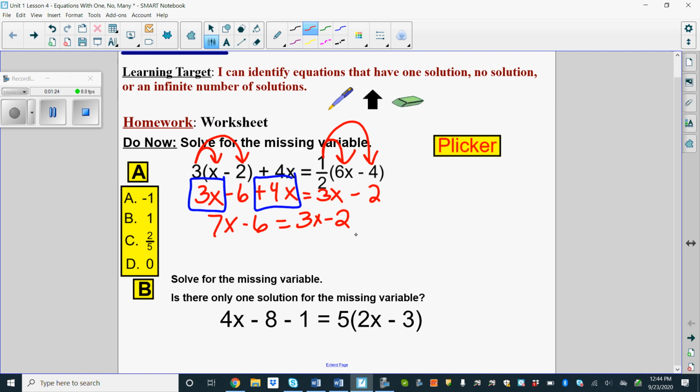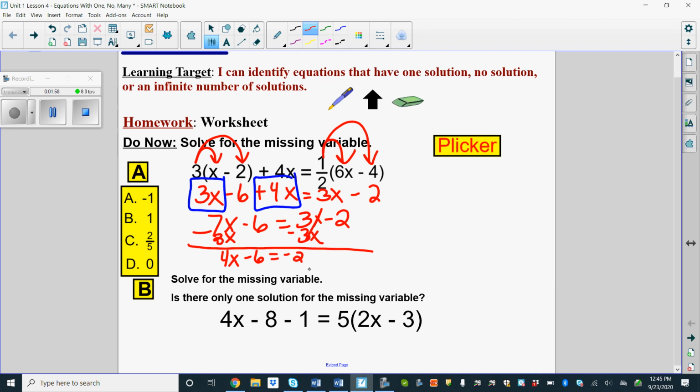Bring down the minus 6 equals 3x minus 2. Now we have variables on both sides. We want to bring the smaller to the larger using inverse operations. Remember, when you move something to the opposite side of the equal sign, you use the opposite sign. So we move the 3x over by subtracting 3x. Remember, you subtract it from 7x because they are like terms. You wouldn't subtract it from a 6 because a 6 is a number and a 3x is a variable. 7x minus 3x is just 4x. Bring down the minus 6 equals negative 2.